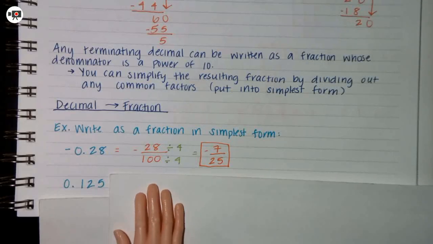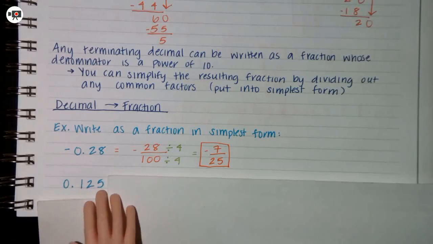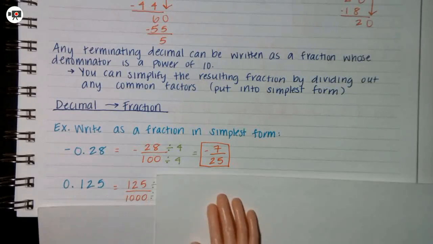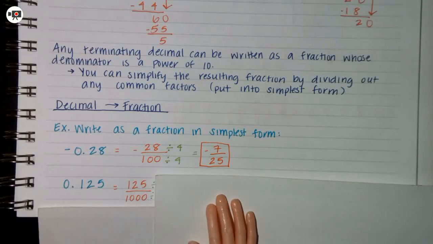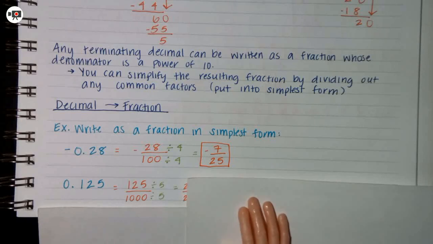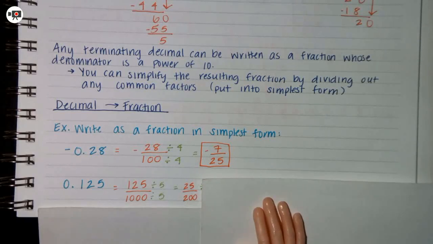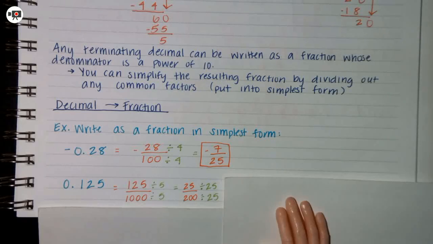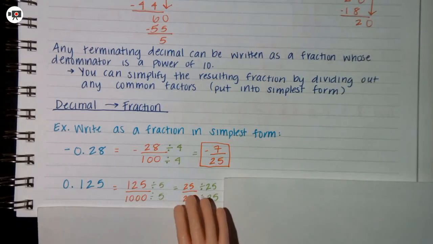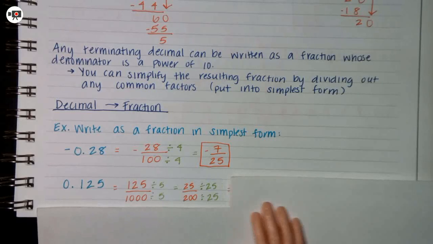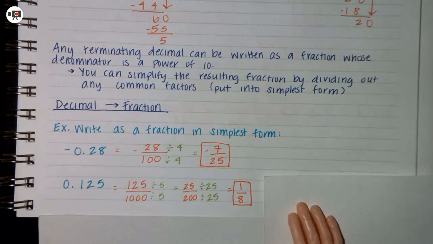For negative 0.125, that's 125 thousandths. I have 3 numbers after the decimal place, so I put 3 zeros in the denominator. Then I'm going to reduce, divide by 5 to get 25 over 200. I see that they end in a 5 and a 0 again, so I can divide by 5, or I know that 25 goes into 200, so I can divide by 25 to get 1/8.